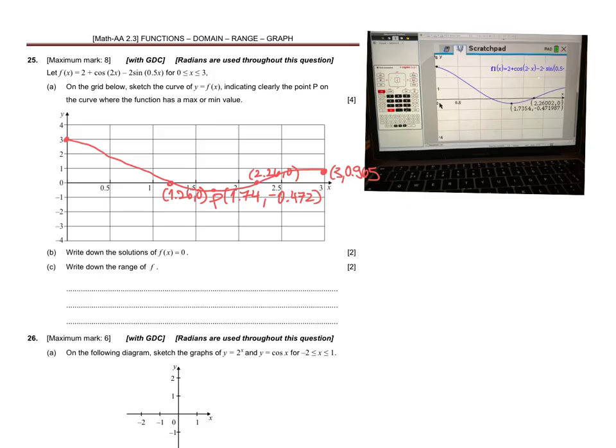All right, write down the solutions of f at x equals 0. So what you can do, and you can do this always instead of n-solve, which n-solve's good for linear equations or exponential, but if it's quadratic or something like this, where it's going up and down, it might have more than one solution like this does. You need to put in a second function. In this case, it's 0. F at x equals 0.